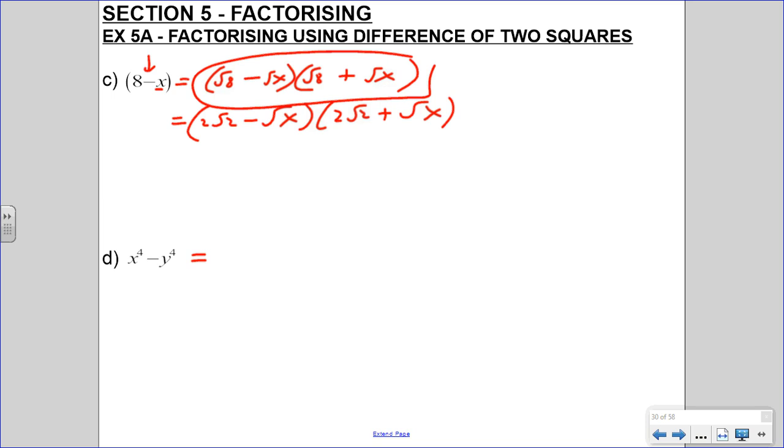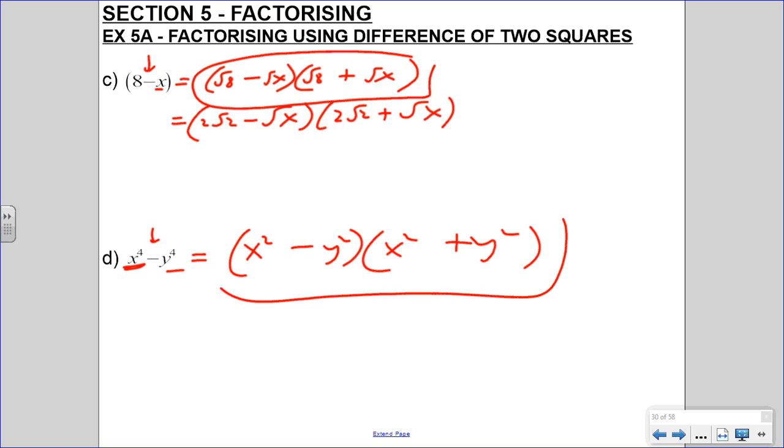This time we've got x to the 4 minus y to the 4. Again, there's a minus between two terms, so brackets, minus, plus. Square root of x to the 4 is x squared. Square root of y to the 4 is y squared. Box final answers, done. Do you see? Difference of two squares should be nice and okay.